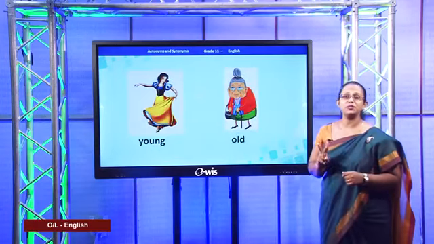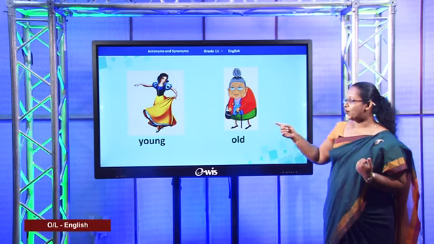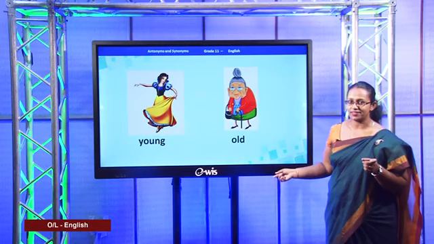Here, there are two ladies. The first one, she is nicely dressed and she is dancing also. So, we can call her a young lady. But the other one, though she is much fashionable, she is using a walking stick, and you can see there are wrinkles on her face. So, we can call her an old lady. The opposite of young is old. Got it children? Right.